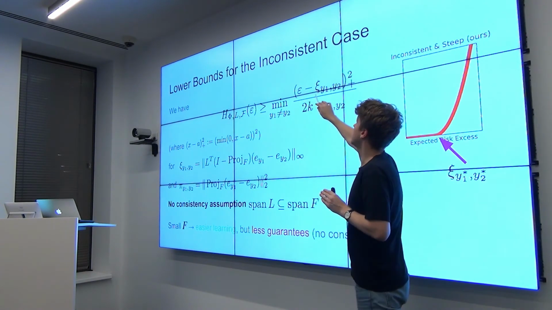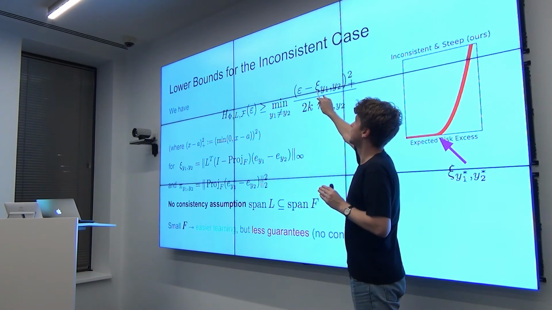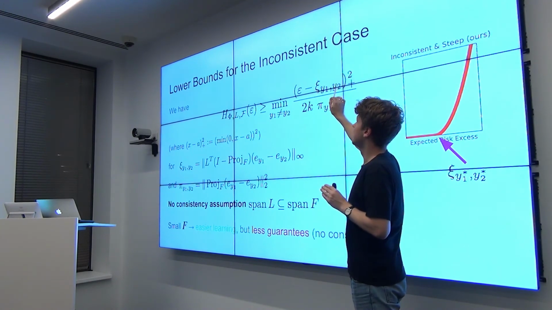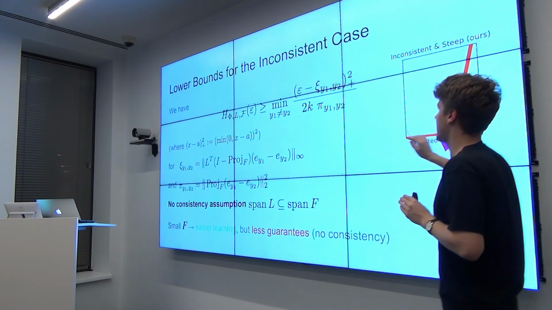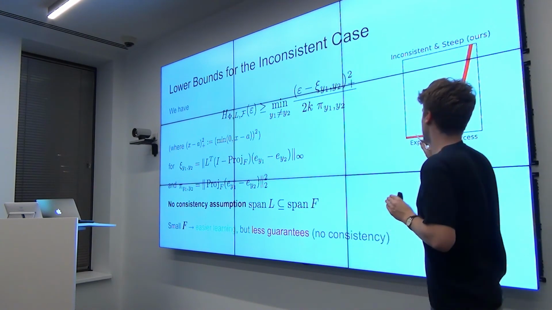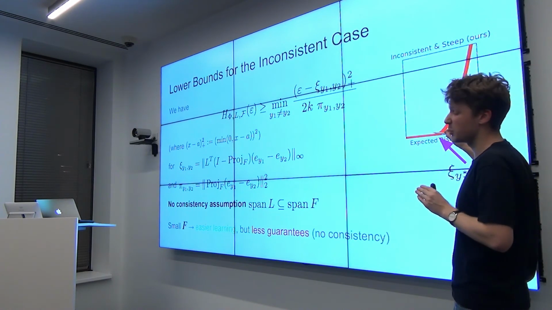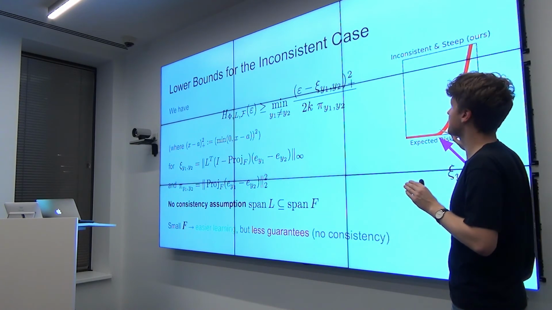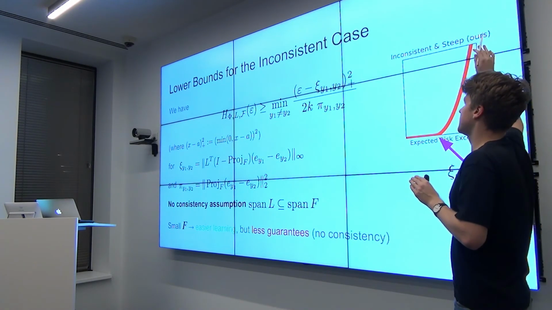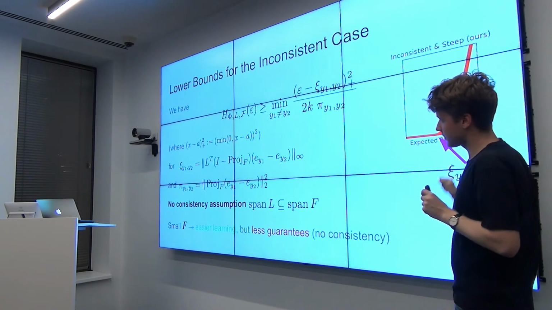So here we have an offset which we denote by xi. And for this offset, we have a function which looks like this. If epsilon is smaller than the offset, the value is 0, and we're in the inconsistent case. But if epsilon is bigger than the offset, we have this nice curve.